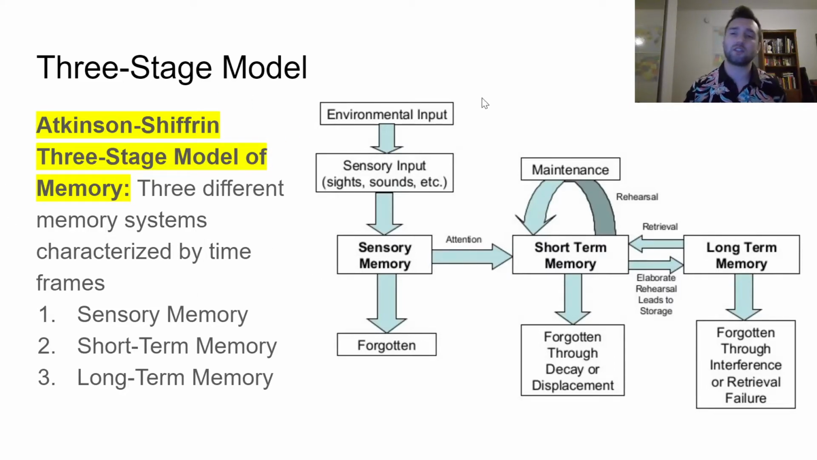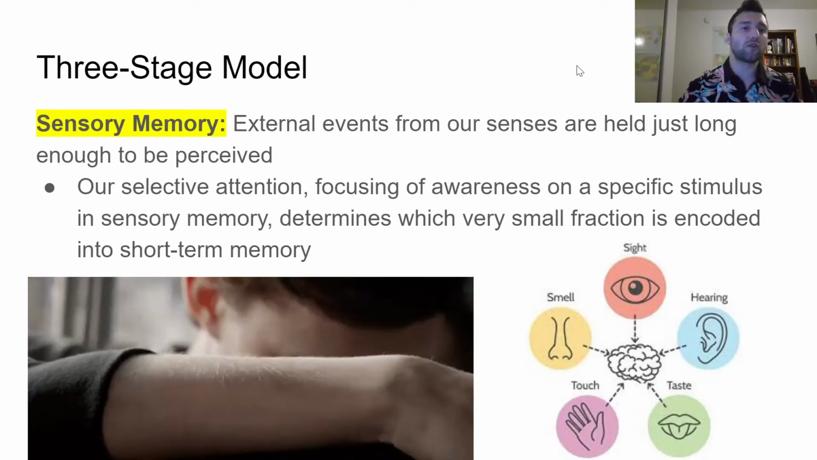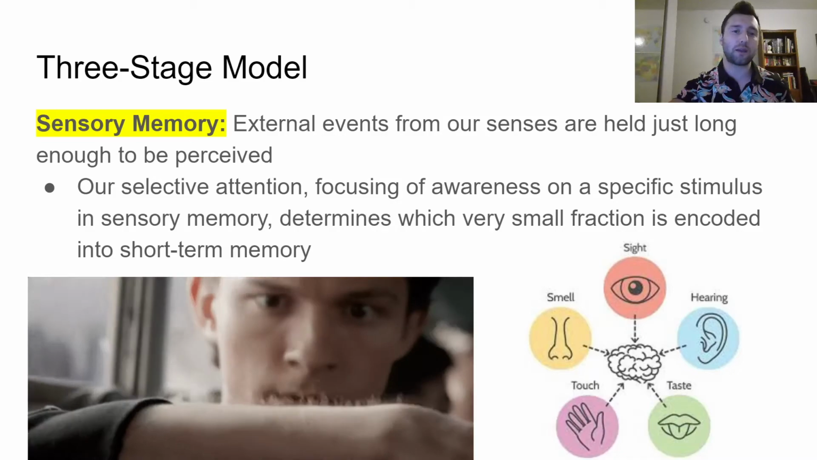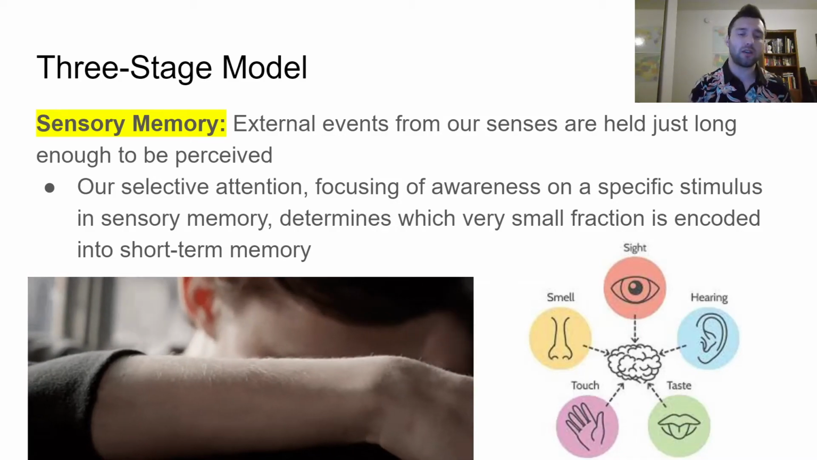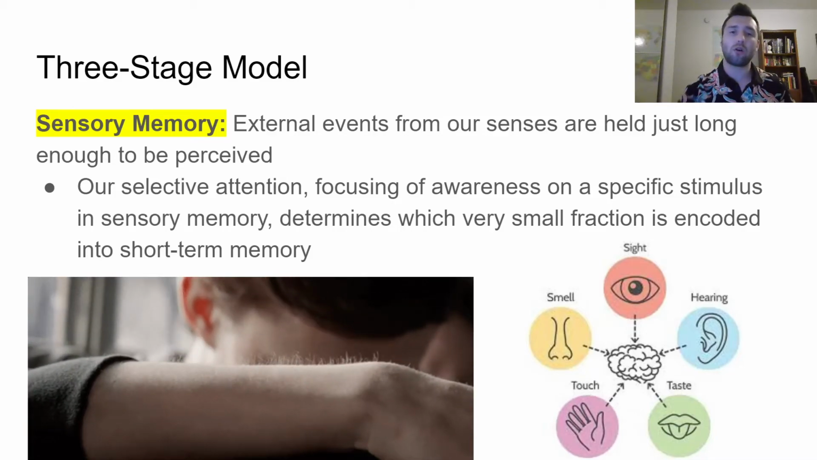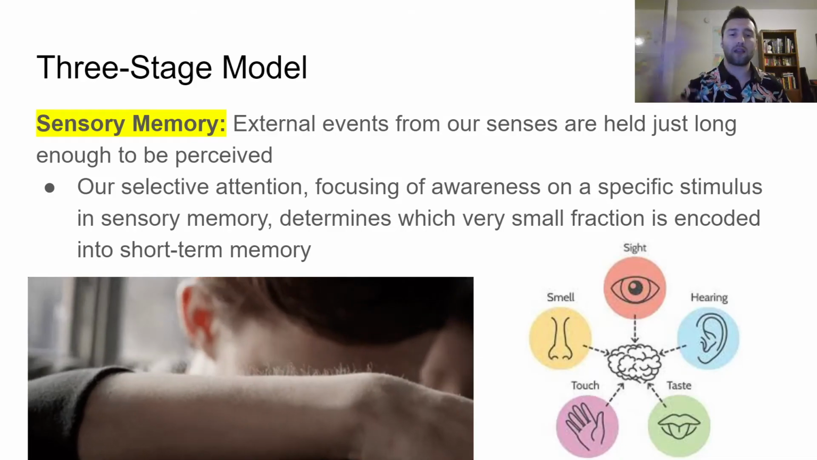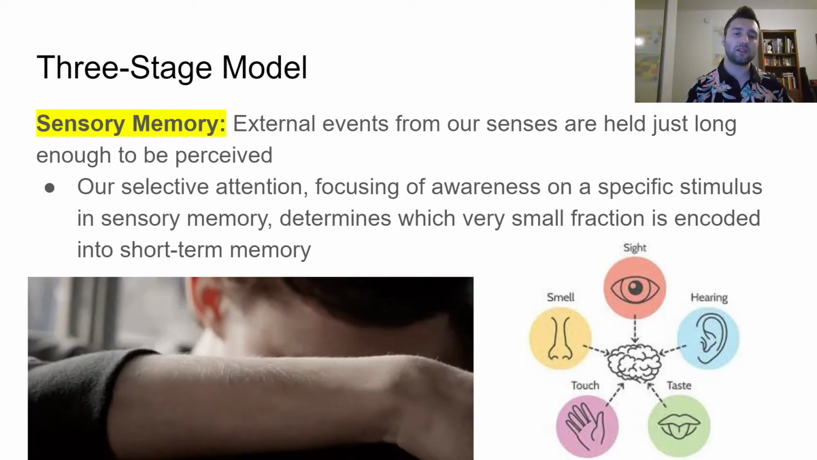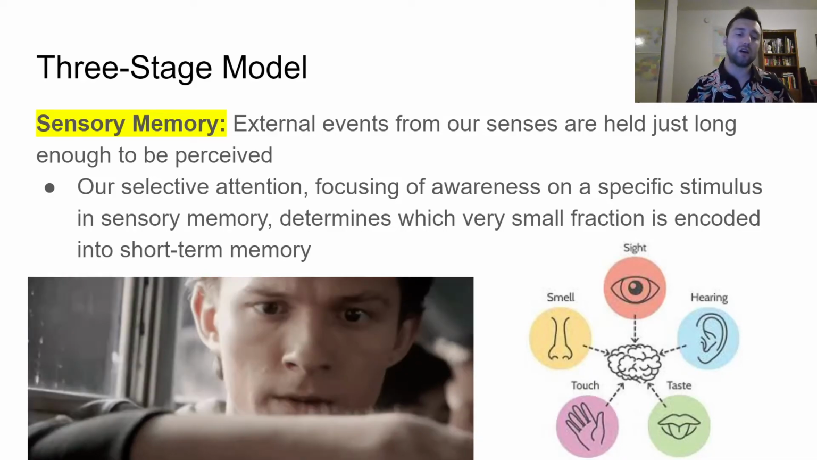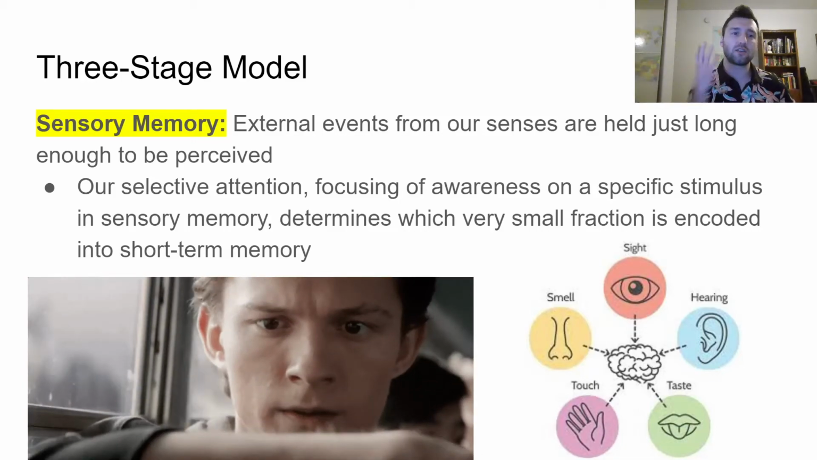Now let's talk about each of these different pieces a little more specifically. So our first one, again, is sensory memory. Sensory memory is external information, external events from our senses. So just like we talked about in sensation and perception, when light beams hit our eyes, when sound waves hit our ears, when pressure touches our skin, right? Information is sent to the brain.